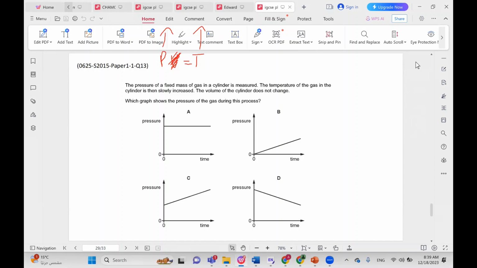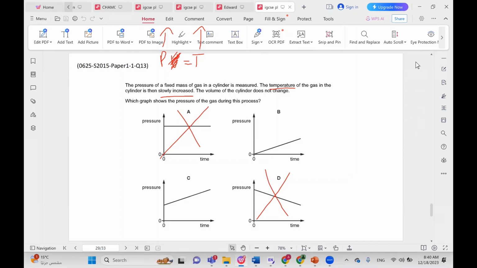So if the temperature is slowly increased, then the pressure is slowly increased as well. So do you think we should go with B or C? Because obviously we know that the pressure is increasing, so it's not A and it's not D. Do you think we should go with B or C? Well, the pressure is never zero, right? Especially since they told you that the pressure of a fixed mass of gas is measured. So you're measuring something, obviously it's not zero.